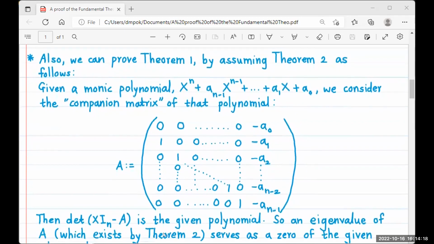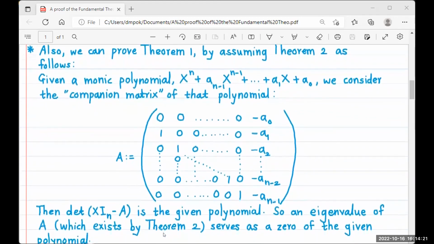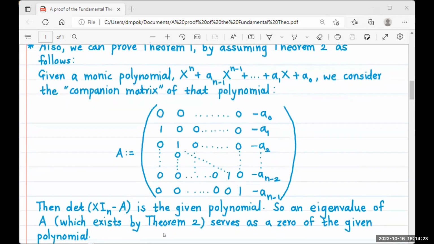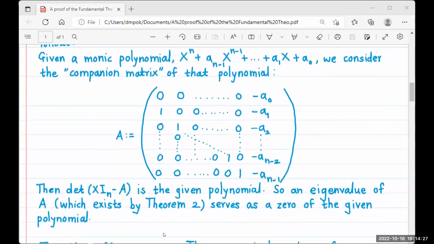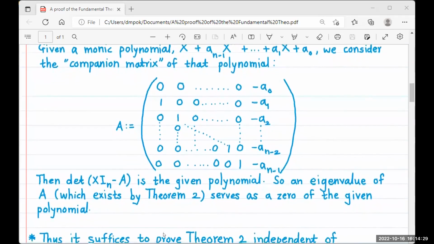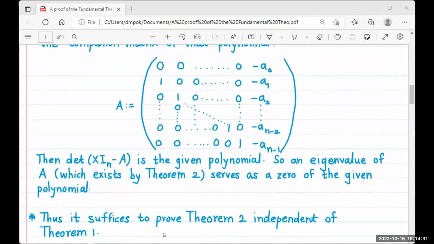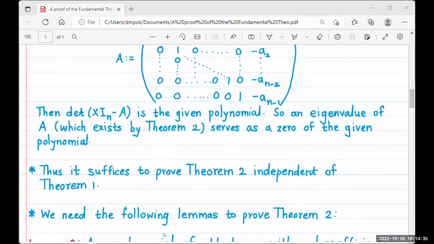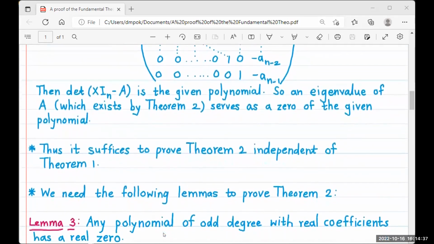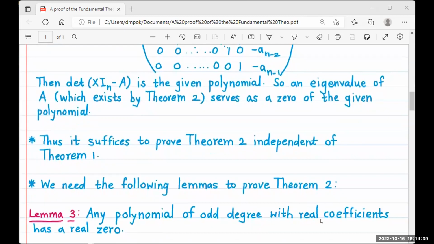So it is sufficient to prove Theorem 2 in order to prove Theorem 1, but Theorem 2 should be proved independent of the fundamental theorem of algebra. And that is what we are going to do in this seminar. For that, we will need some lemmas. The first lemma is that any polynomial of odd degree with real coefficients has a real zero.